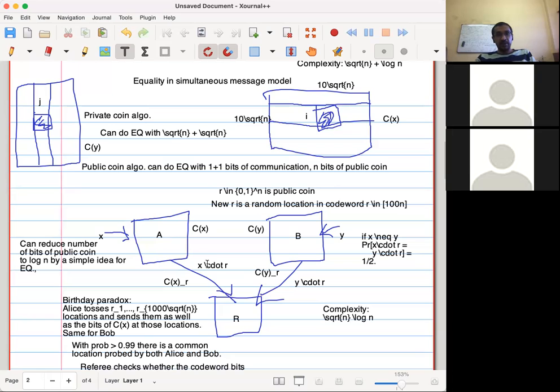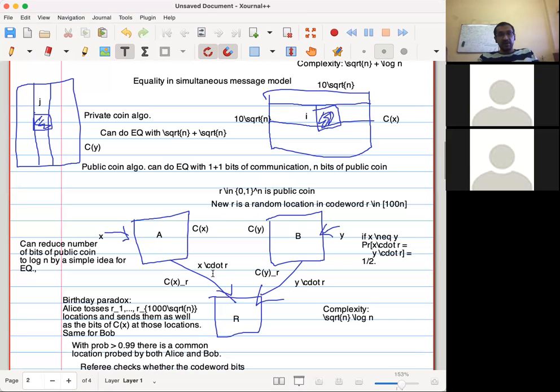And we gave a very simple protocol with complexity 1 plus 1: 1 bit from Alice, 1 bit from Bob. So what was that? Alice's message is x dot r. R is this public coin, a bit string of length n, a uniformly random bit string of length n.